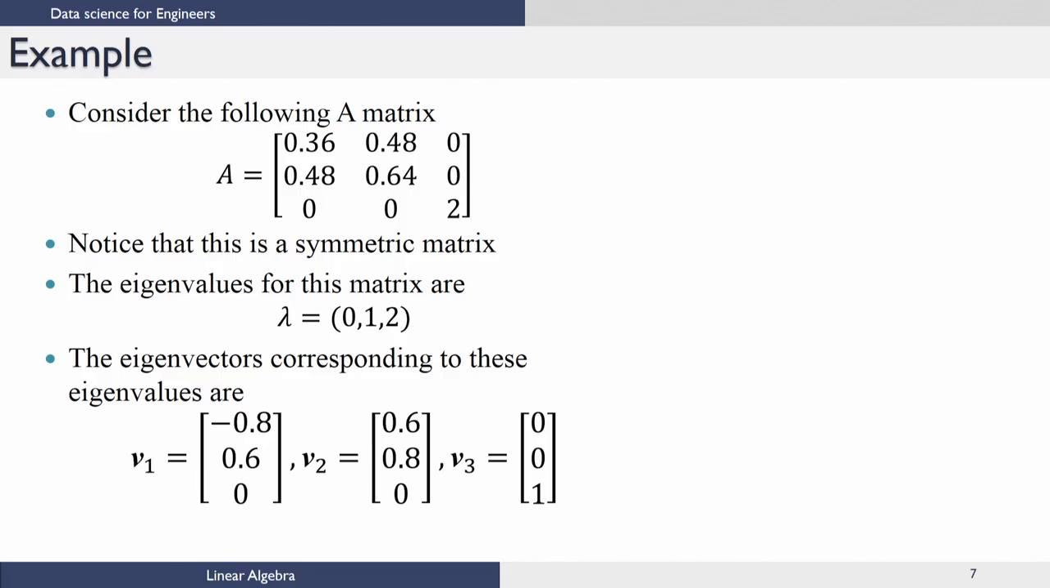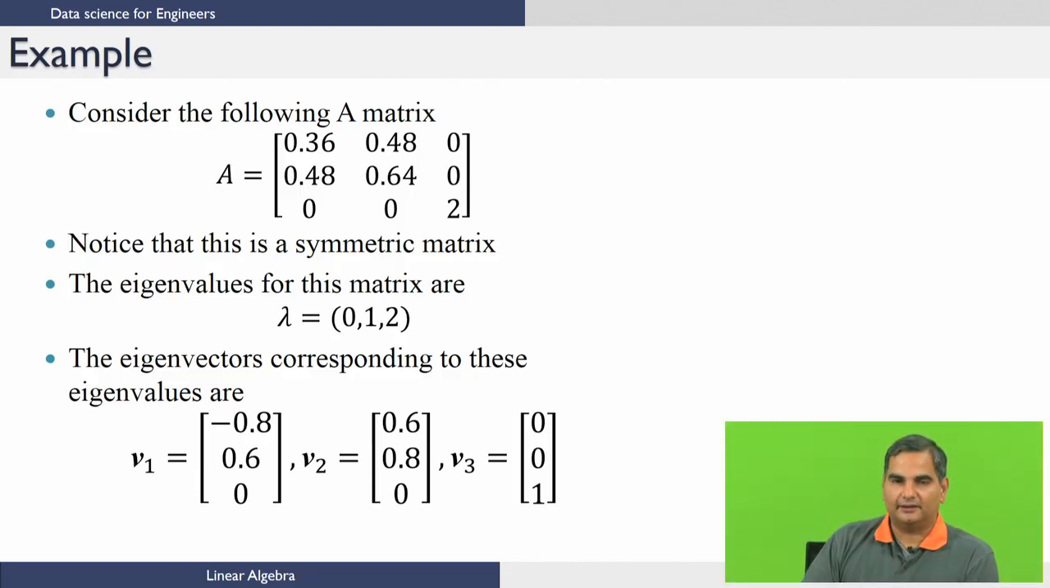So, let us take a simple example to understand how all of this works. Let us consider a matrix which is of this form here. It is a 3 by 3 matrix. The first thing that I want you to notice is that this is a symmetric matrix.